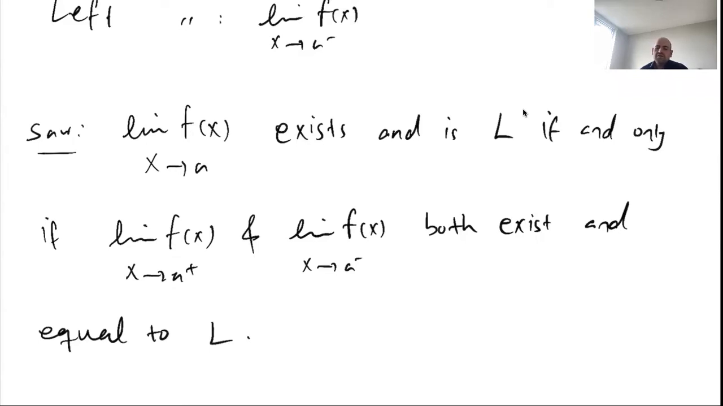But if the right limit or left limit does not exist, one of them does not exist, or if they both exist but are equal to different numbers, they are not equal to the same number, then the whole limit will not exist in this type of situation.